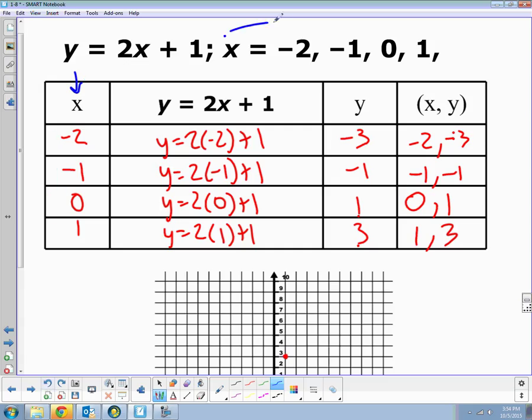Those four numbers came from the problem. It said x equals -2, -1, 0, and 1. So I put those x numbers into that first x column. That's where I got those from.